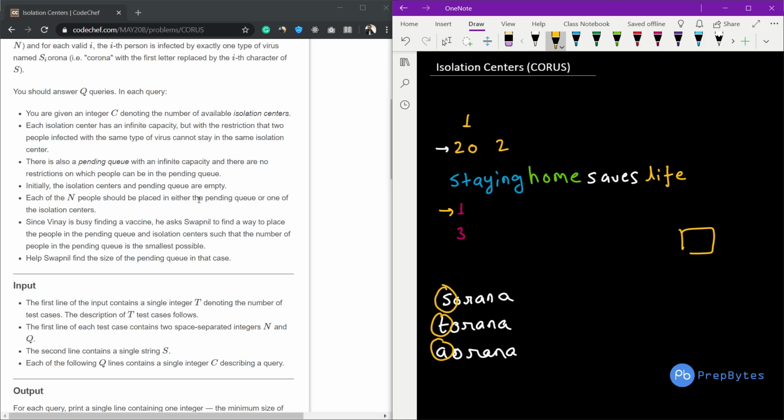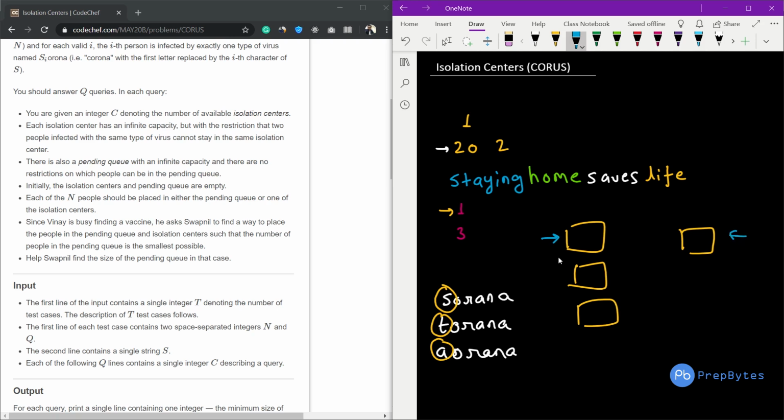Initially the isolation centers and the pending queue are empty. Each of the n people should be placed in either the pending queue or an isolation center. We have to minimize the number of people in our pending queue. Now for example, when we see S, so this is infected by Sorona, and we have just one isolation center and a pending queue.